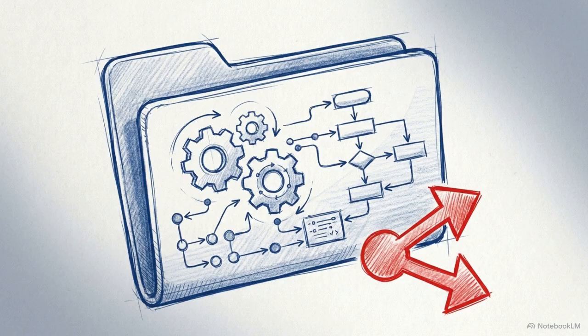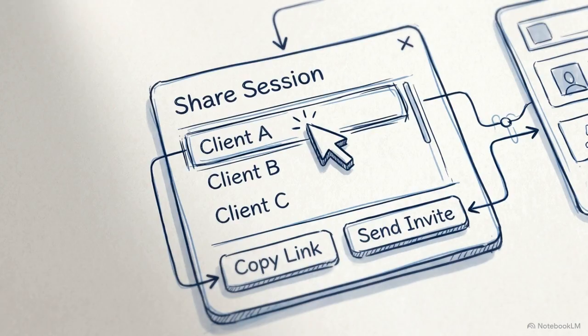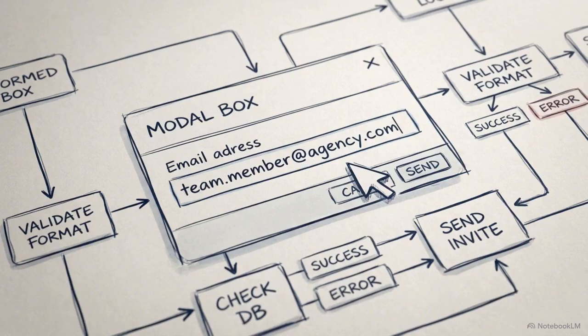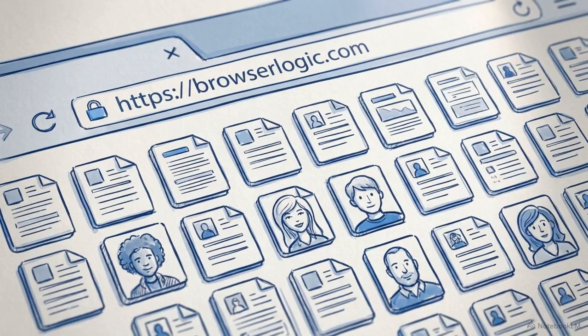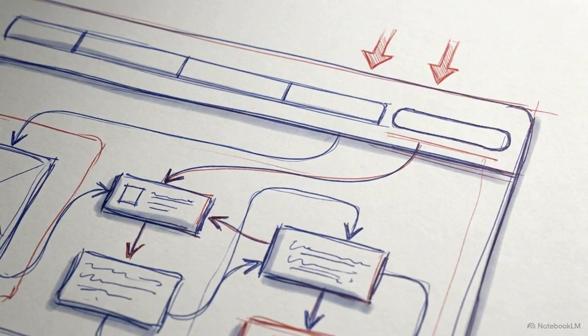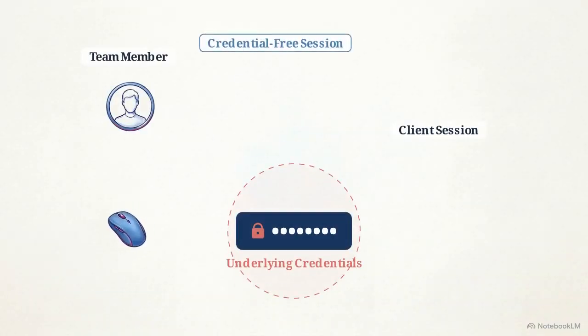Once the sandbox is built, you need a way to let your team work inside it. We handle this using the session sharing feature. Select the client session you just built and enter the email address of the team member responsible for that specific account. Look at this interface showing a team member's view. They receive immediate access to the fully loaded social feed the moment they open the shared link. Notice that there are no login prompts or password fields anywhere on the screen. The team member operates the account without ever handling the underlying credentials.